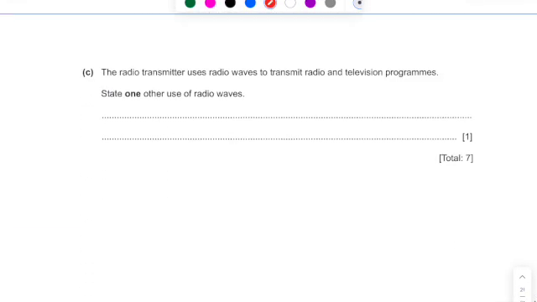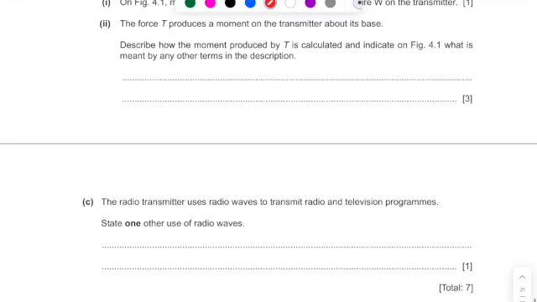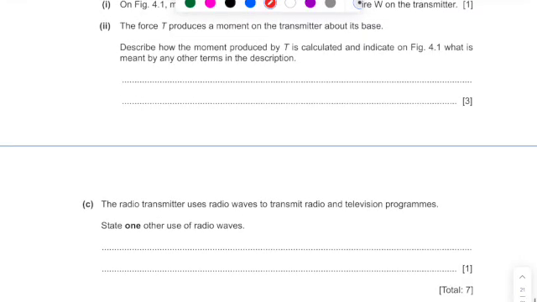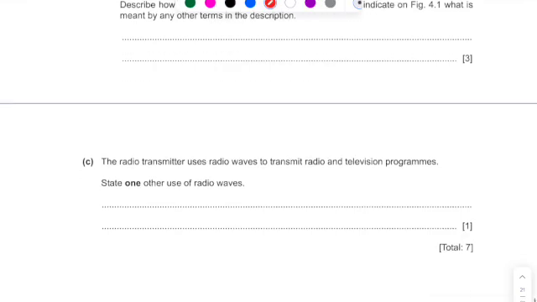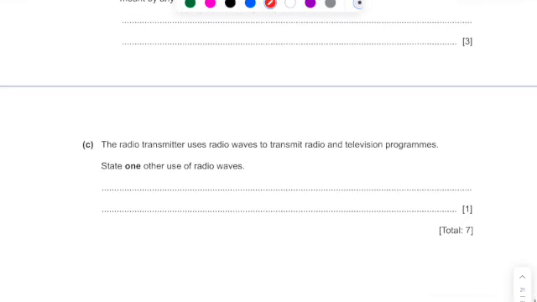Next, last part: describe how the moment produced by T is calculated and indicate on 4.1 what is meant in the description. Its moment is calculated by force times perpendicular distance. That is the formula. The radio transmitter uses radio waves to transmit radio and television programs. State one other use. Another use can be astronomy.